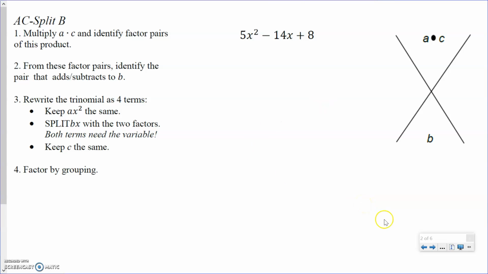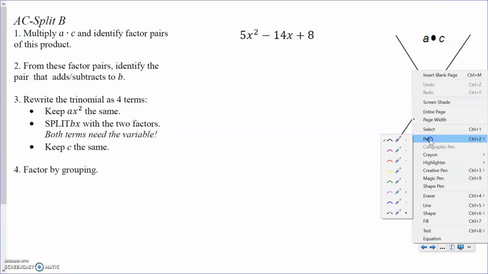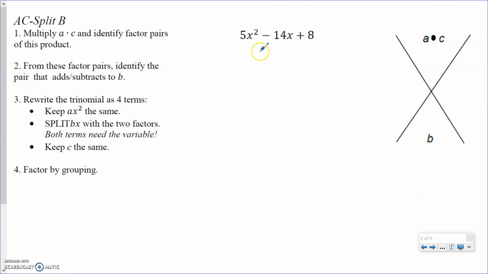So we're going to go through this process here with this example, and then we're going to do a lot of practice problems. Okay, so first step is A times C. So A is always that first coefficient, C is always that number at the end without a variable. Okay, so we're going to do A times C. Okay, this is B. And C. So 5 times 8 gives us 40. And then our B goes in the bottom of that X, which is negative 14. And it's really important that you pay attention to signs here because it could really mess you up if you don't.